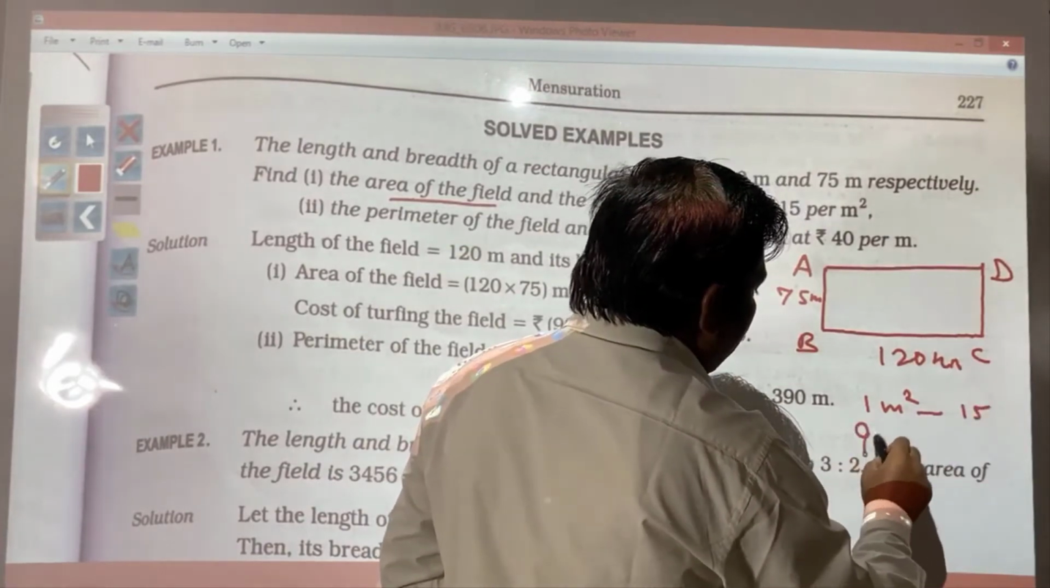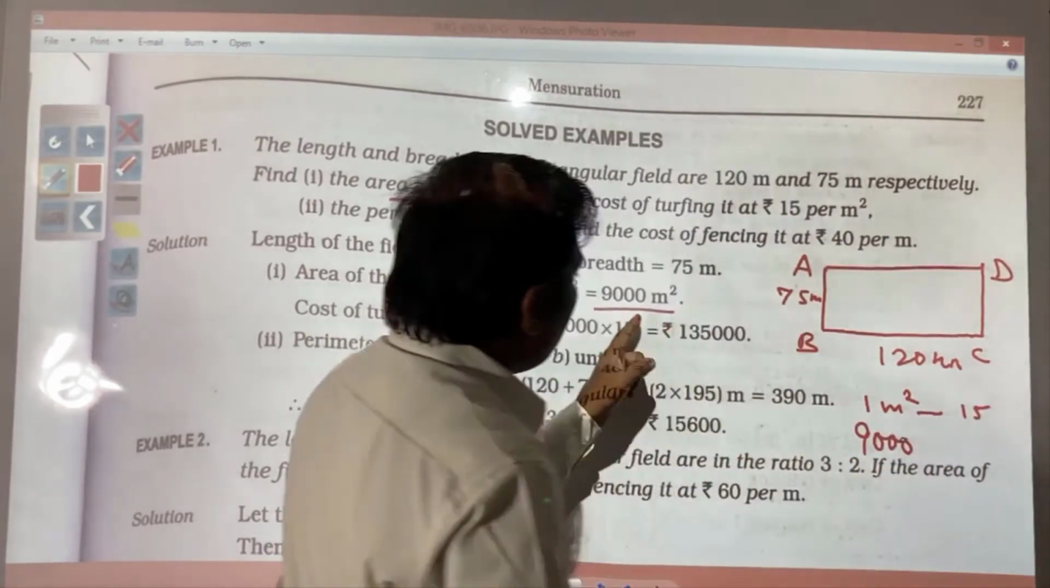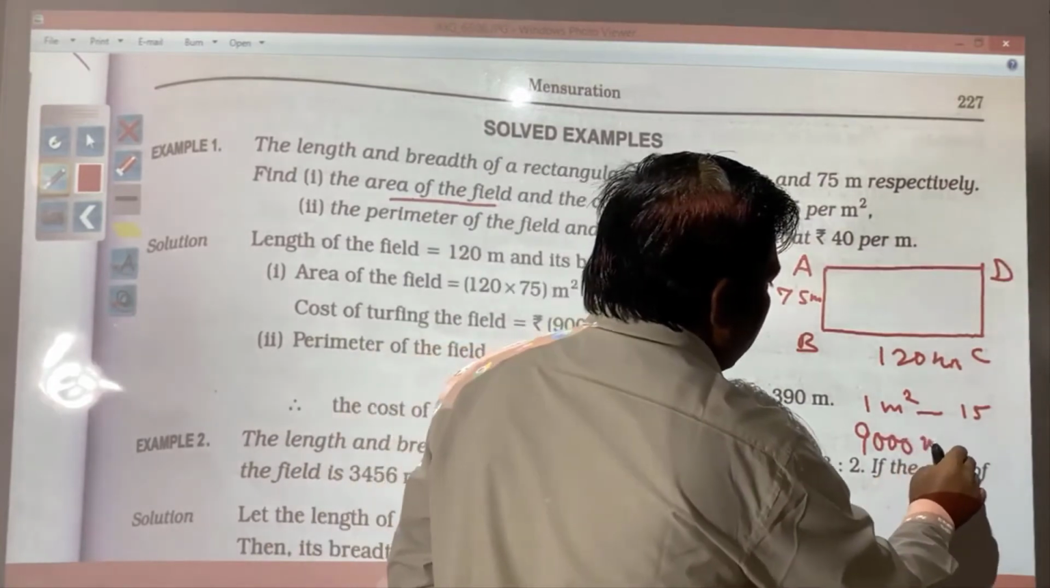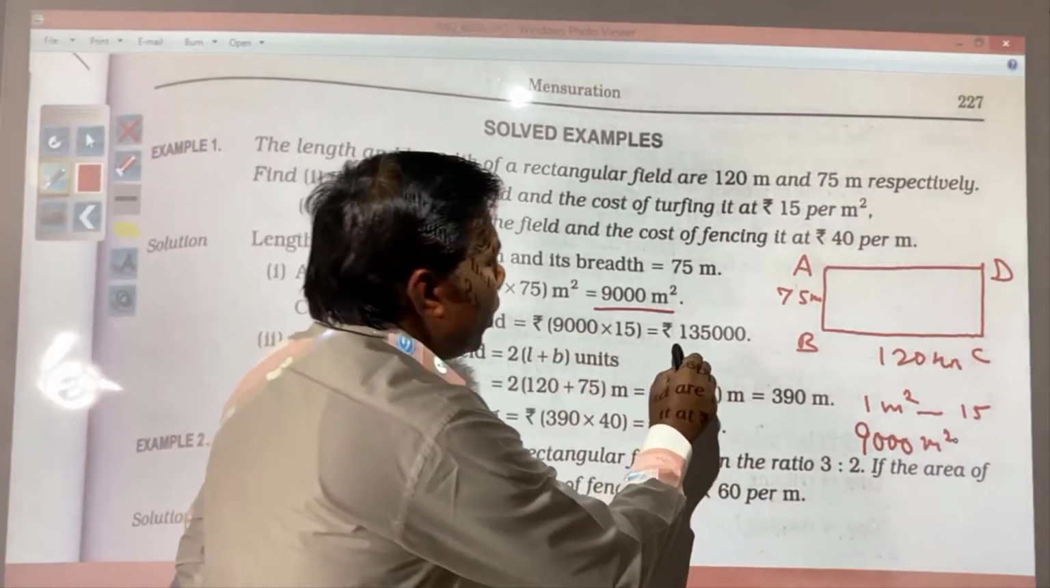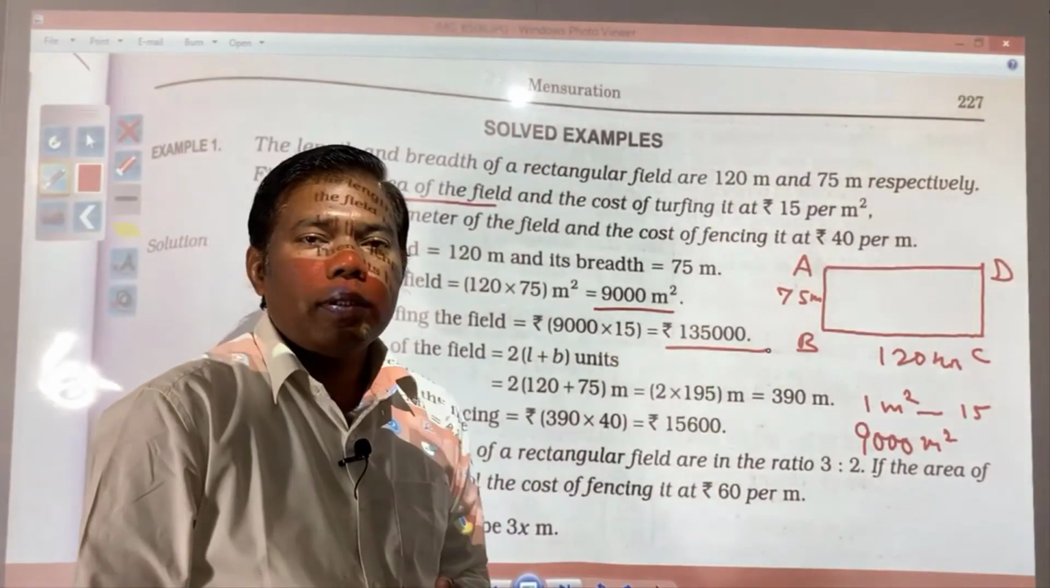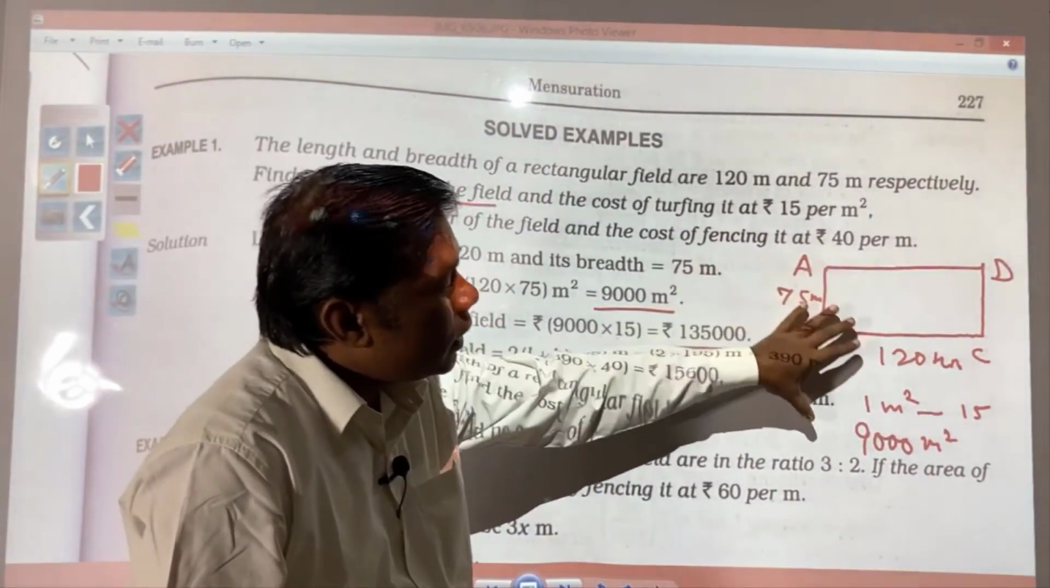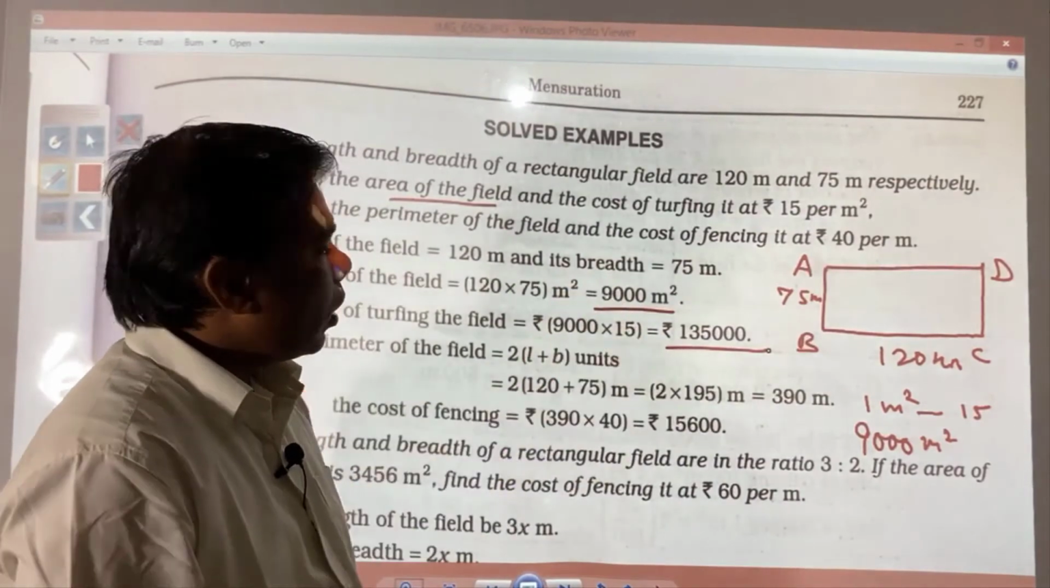So for 9,000 meters square, how much will it cost? You just need to multiply this: 15 into 9,000. So you have got 1,35,000 rupees. In this way, you need to understand the question and solve.